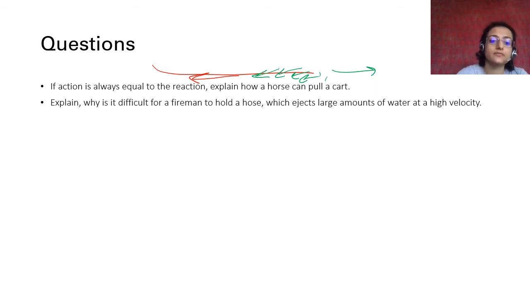Okay, explain why it is difficult for a fireman to hold a hose which ejects large amounts of water at a high velocity. इसका आंसर भी बहुत सिंपल है. It has a very simple answer and you know this very well. The hose, this is the hose, it is giving out water with a certain velocity here. Okay, with this velocity, at a high velocity, therefore high force, and this is giving an equal and opposite reaction.